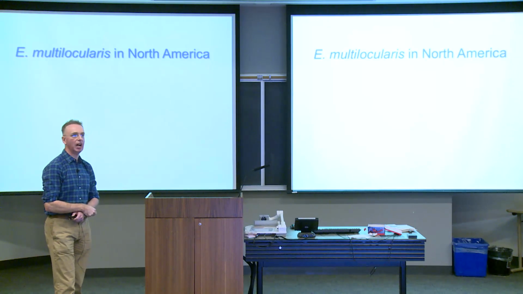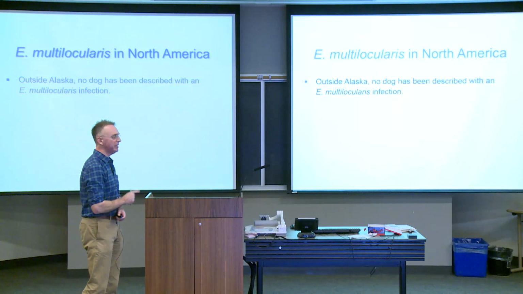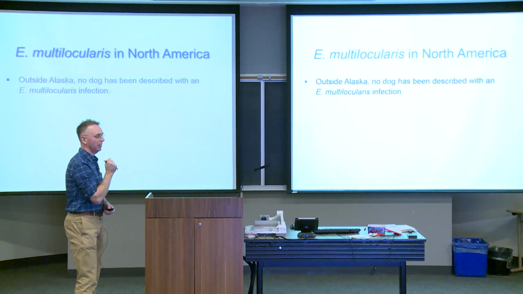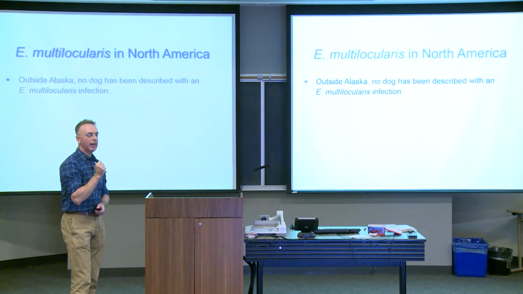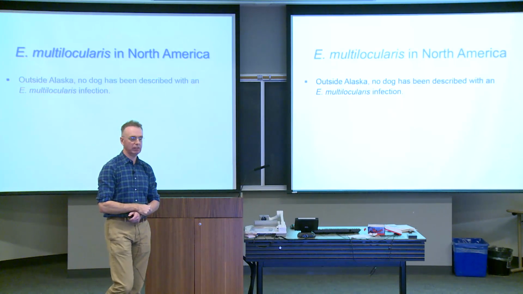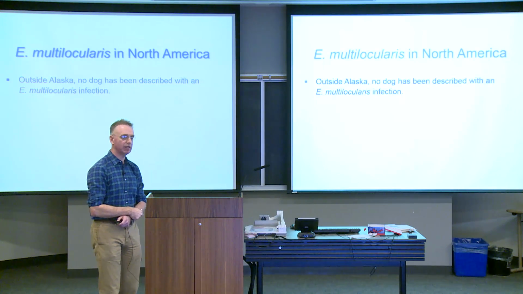Until 2009, what had been published about this infection in those two domestic species and in people? And this is very interesting. Number one, outside Alaska, until 2009, there hadn't been a single dog described in North America infected with Echinococcus multilocularis. Not a single dog, despite that substantive geographic location in wildlife.